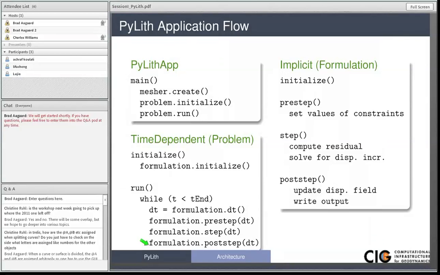And if we look at what our formulation looks like for implicit time stepping, we have initialization. In our pre-step part, we're going to set the values of the constraints. In our stepping part, we're going to compute the residual and then solve for the displacement increment. And then, as I said, in the post-step, we update the displacement field and write output.